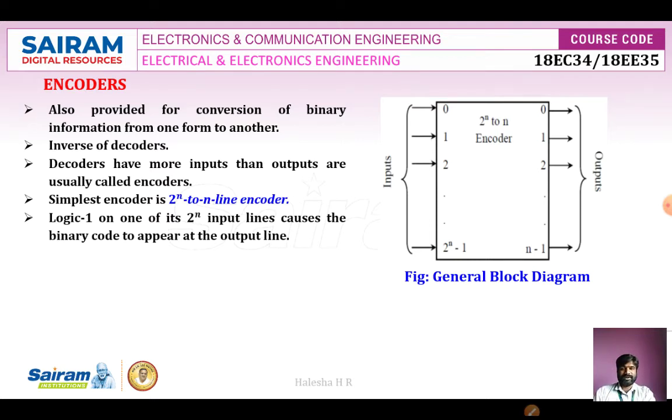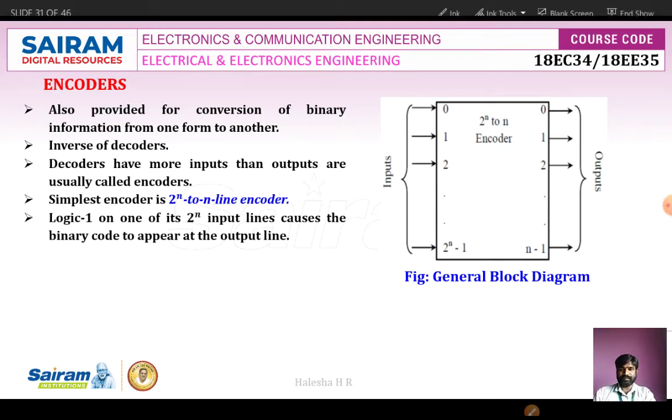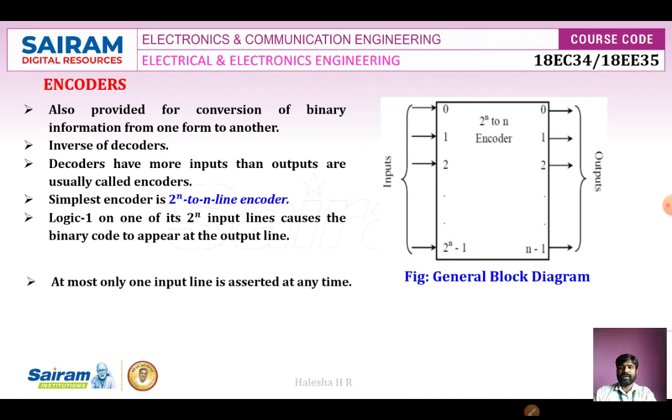We'll discuss with an example. At most only one input is asserted, that means selected. At any time only one input is selected. In the decoder only one output is selected, and in the encoder only one input is selected at any time. The remaining are not selected. So the 2 to the power n to n line encoder is simply a collection of OR gates.